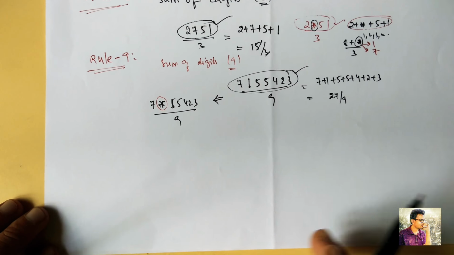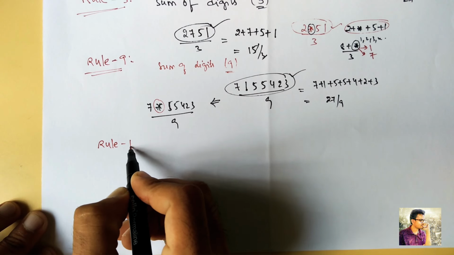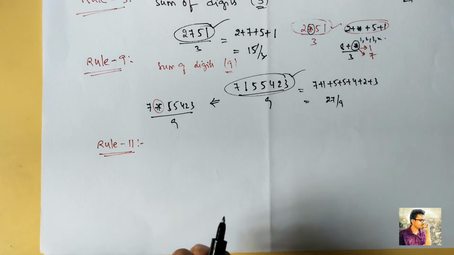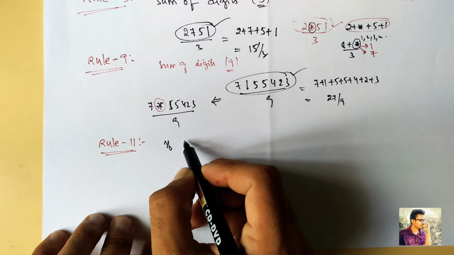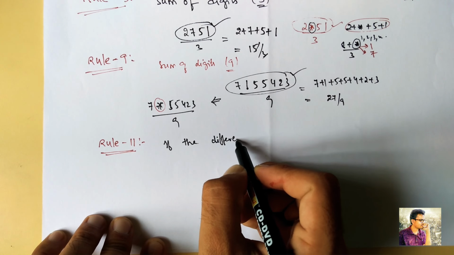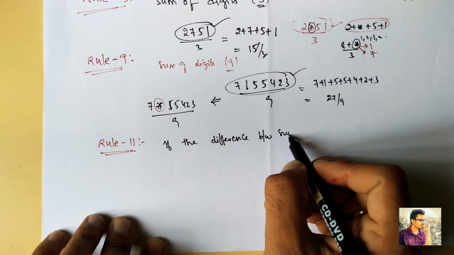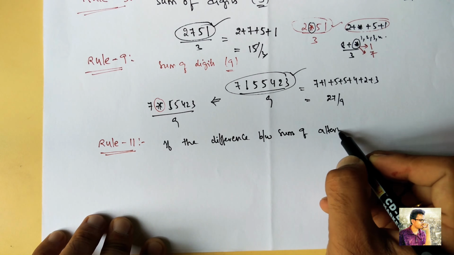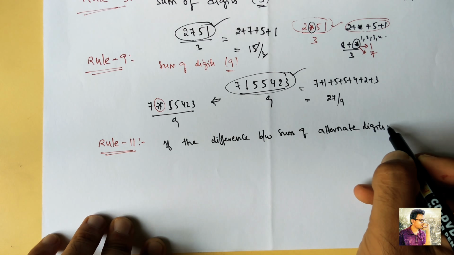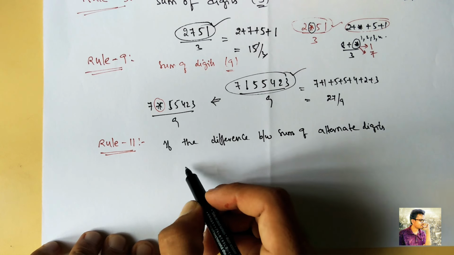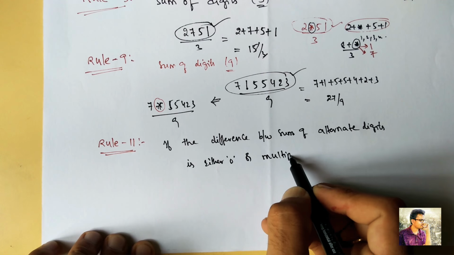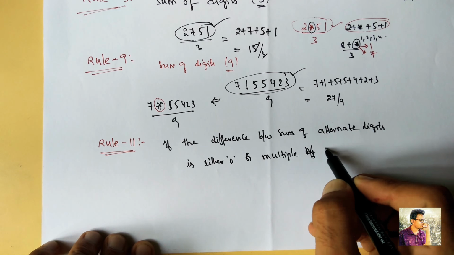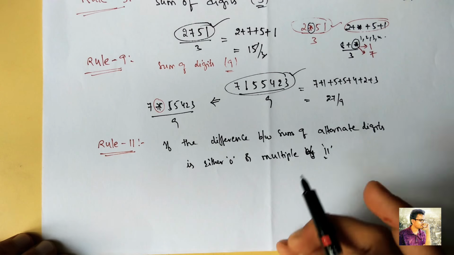Next, the rule for checking divisibility by 11 is very interesting. To check whether the number is divisible by 11 or not, there is an interesting method: if the difference between the sum of alternate digits is either 0 or a multiple of 11, then the number is divisible by 11.